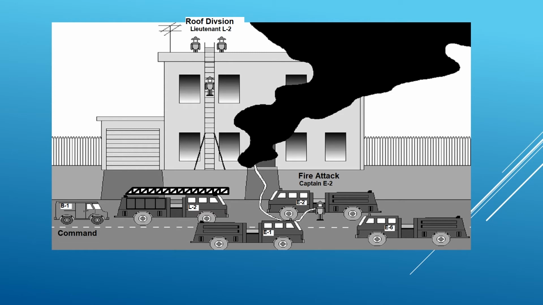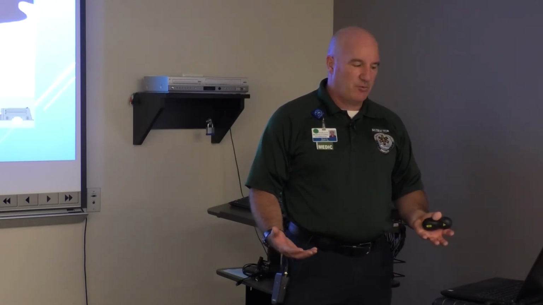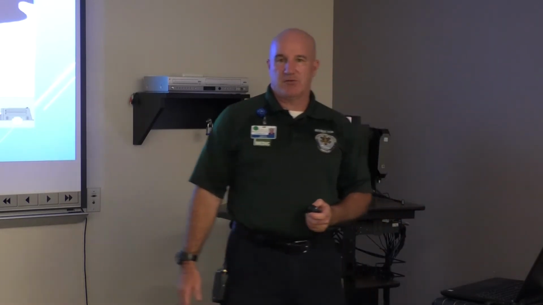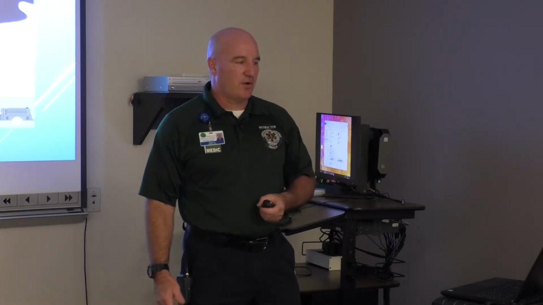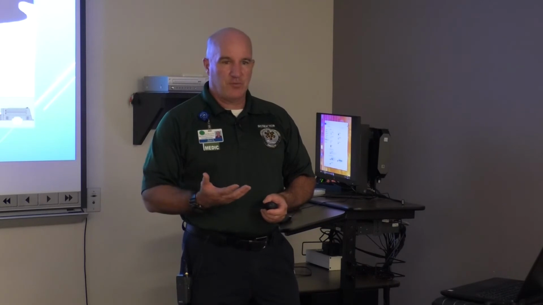So you have your commander, and then you've got your fire attack, and it says there Captain, Engine 2. That would actually be a function, so fire attack would be the fire attack group because it's functional, whereas the roof division is a geographic area. So if you see those terms, division and group, they are basically the same organizational level, but one is a geographic reference and the other is a task or function reference.